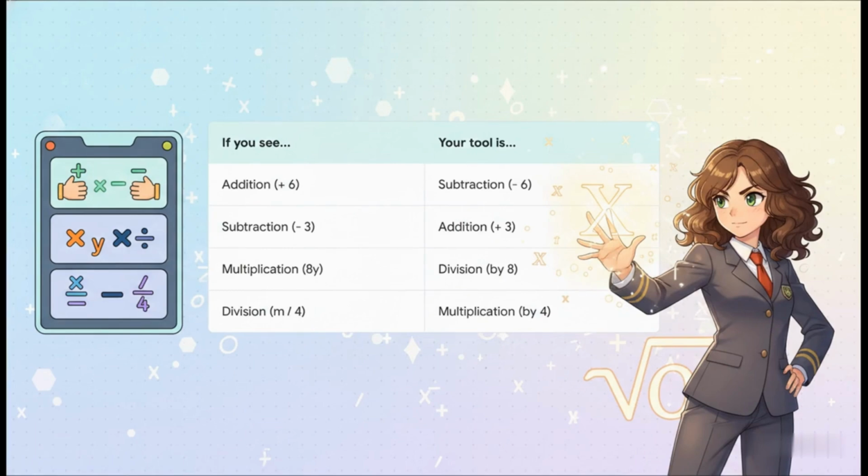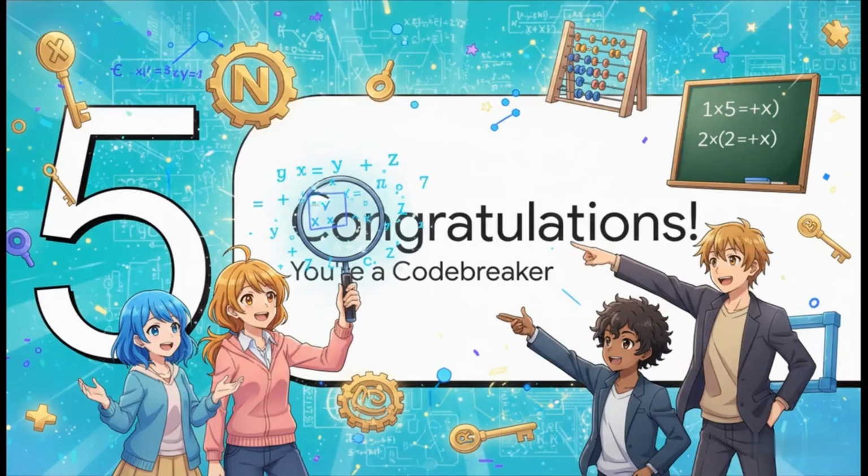If you see addition, your tool is subtraction. If you see subtraction, you use addition. See multiplication, you divide. See division, you multiply. By using these tools, you can strip away everything around the variable until it's all by itself, revealing the root, the answer. And that's basically it. Seriously, by just getting a handle on these few core ideas, you've gone from seeing a secret language to actually being able to read it. So congratulations! You are now officially an algebra codebreaker.